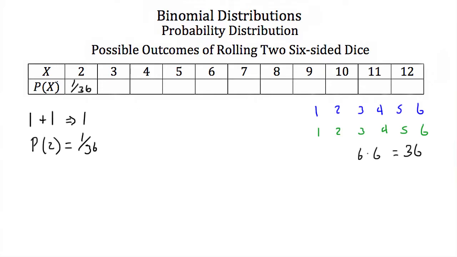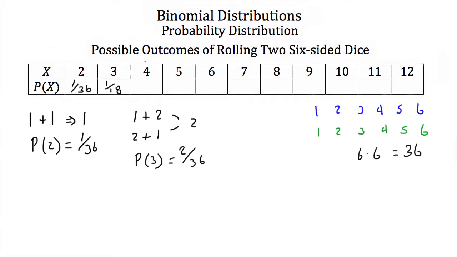Now what if I wanted to know the probability of x equaling 3? So how many different ways are there to get 3 from adding the sum of two different dice? Well, I could roll a 1 with my first die and then a 2 with the second one. Or I could roll a 2 with the first die and then a 1 with the second one. So there are 2 different ways of getting a 3 from two six-sided dice. Since there are 2 different ways, my probability of getting a 3 would be 2 out of 36, or you can reduce that down to 1 out of 18.